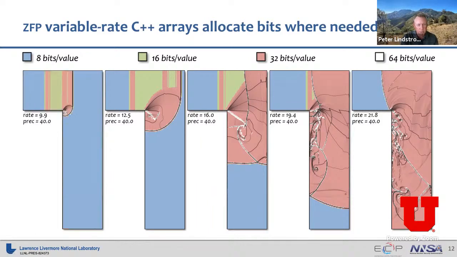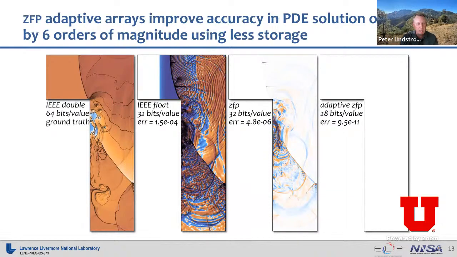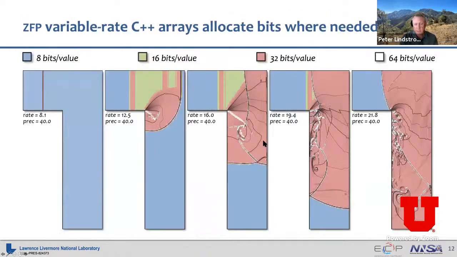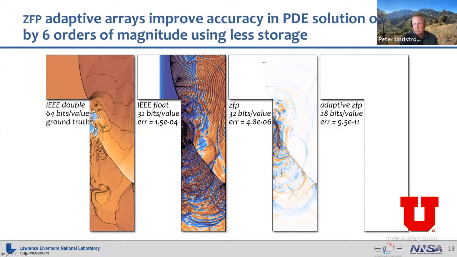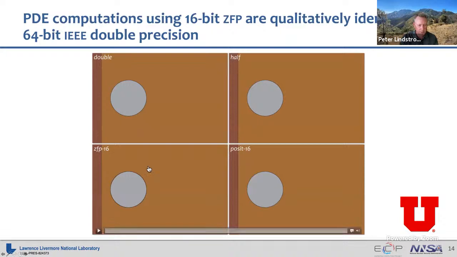Now, if we actually compute the actual error with respect to a double precision solution, which we call ground truth. The 3 rightmost images here represent IEEE single precision, then ZFP using a fixed number of bits per value, and finally these adaptive arrays where we vary the number of bits throughout the domain. You can see that for adaptive ZFP, the error is essentially 0 everywhere, where the error shows up as a white background, and compared to IEEE single precision, the reduction in error is about 6 to 7 orders of magnitude.